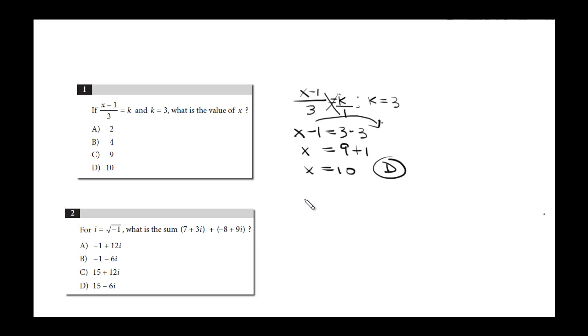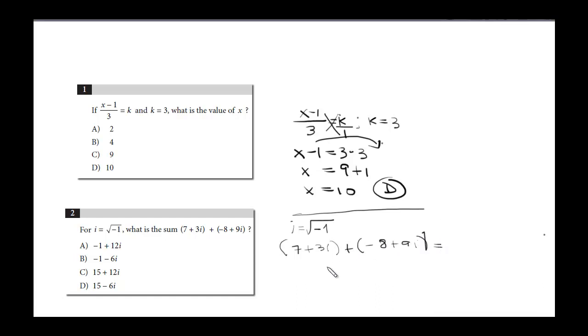In the second problem, we are given that i is the imaginary number, square root of minus 1, and we are asked to calculate 7 plus 3i plus minus 8 plus 9i. So we remember, we add the real parts, that is 7 and minus 8, minus 1, and the imaginary parts, that is 3 and 9, plus 12i. So the correct answer is A.